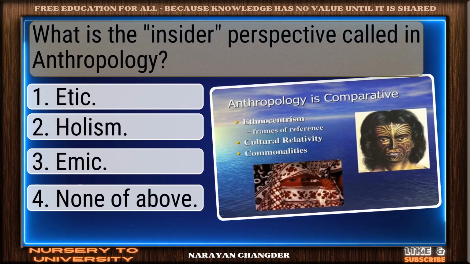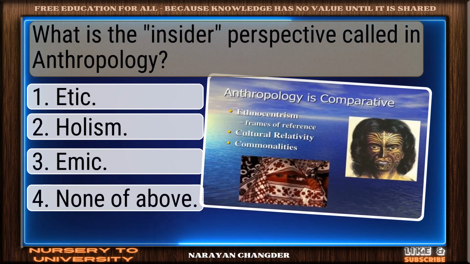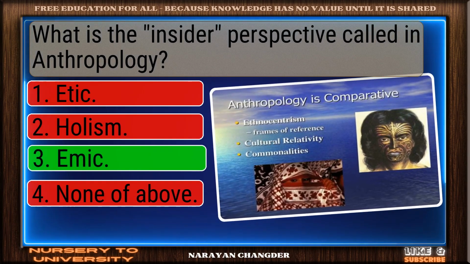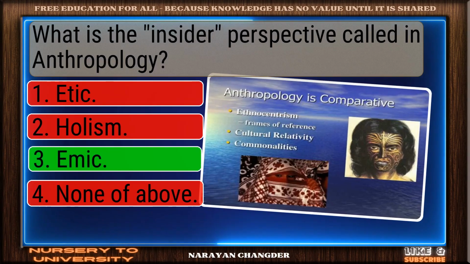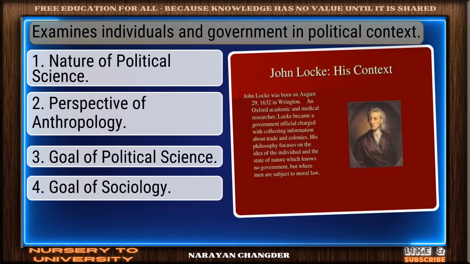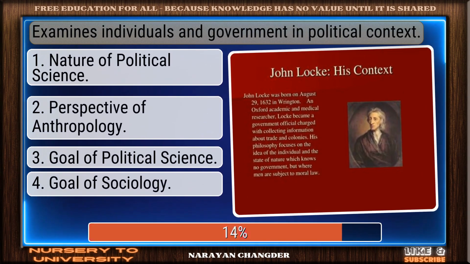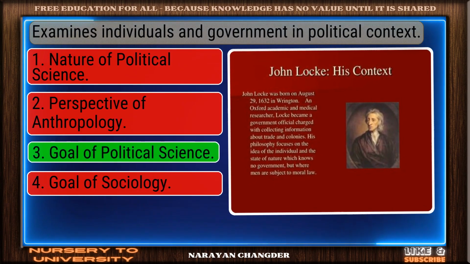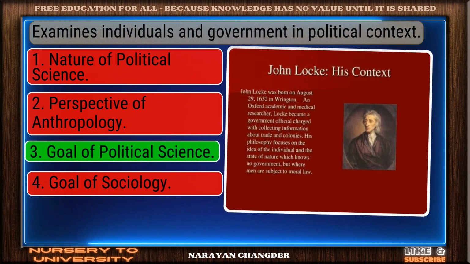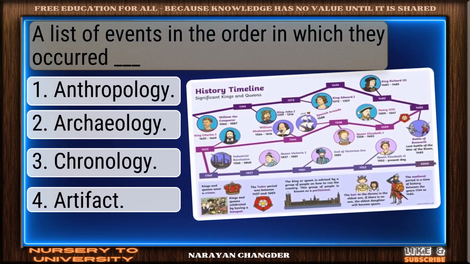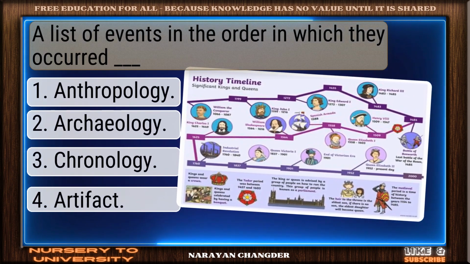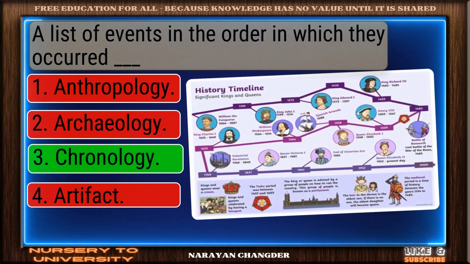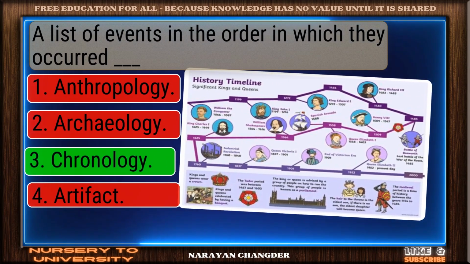What is the insider perspective called in anthropology? Good thinking. Emic is the right answer. Examines individuals and government in political context. You got it. Your choice, political science, is right. A list of events in the order in which they occurred dash. Solid response. Chronology is a valid choice.